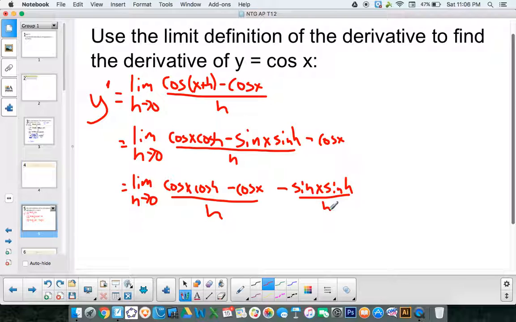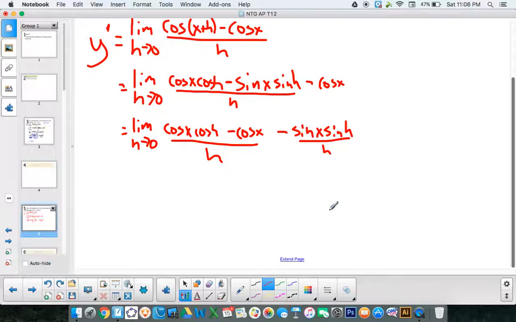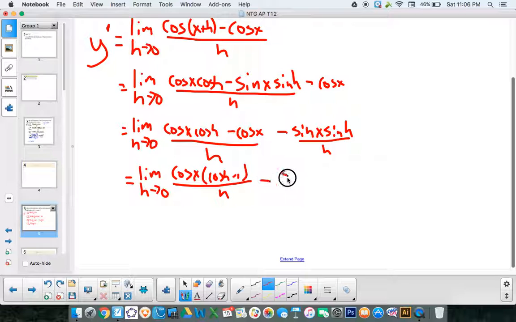The first fraction, I'm going to factor the cosine of x out. So we got the limit as h approaches 0, cosine of x. That's cosine of h minus 1 over h minus sine of x, sine of h over h.